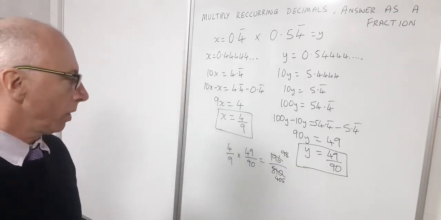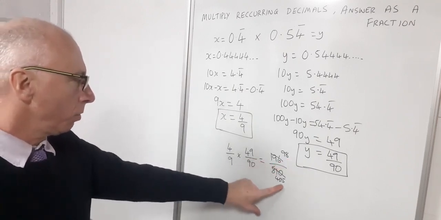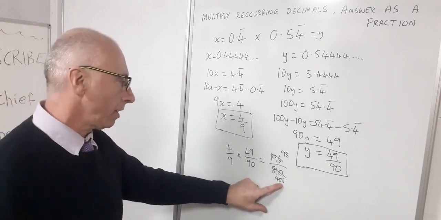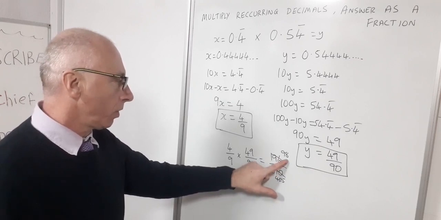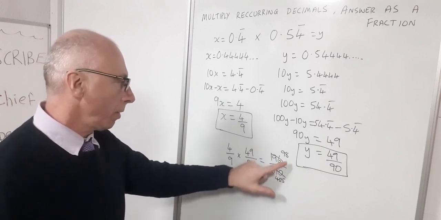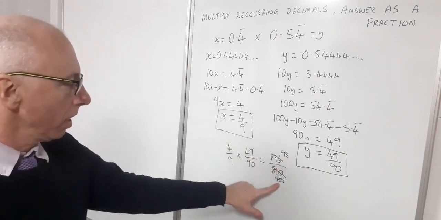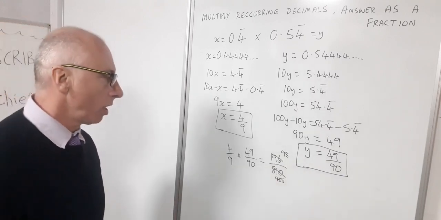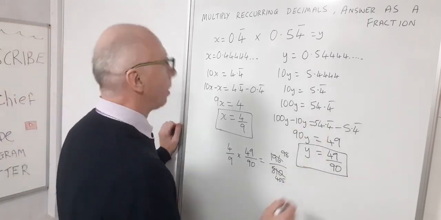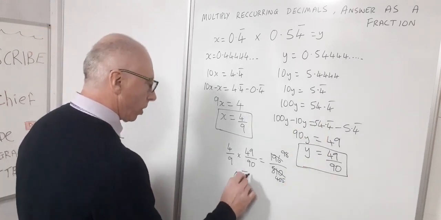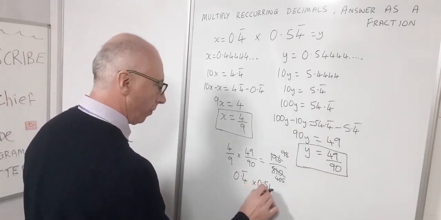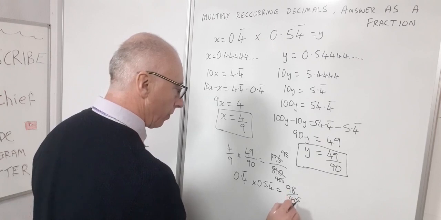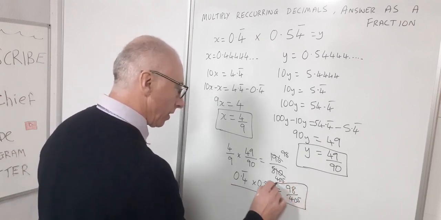Is there anything else we can do here? So 98 I know will go into 7. But that won't go into 405. So that's out. 3 won't go in. 5 won't go in. 7 won't go in. And 11 won't go in. So therefore that's the most simplification we can do on this one. So therefore our answer for 0.4 recurring times 0.54 recurring equals 98 over 405. And that is my answer.